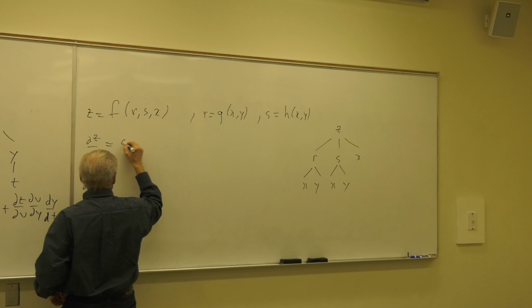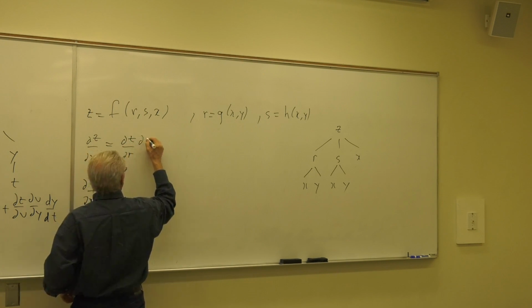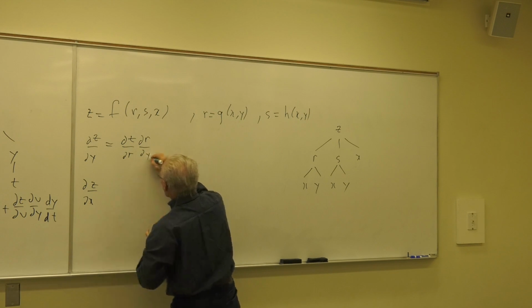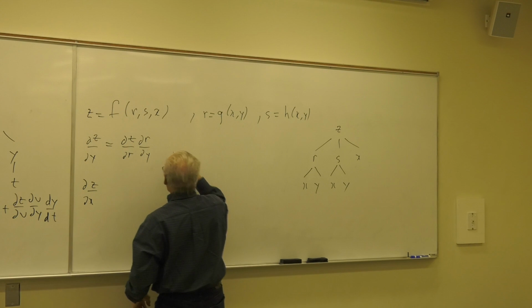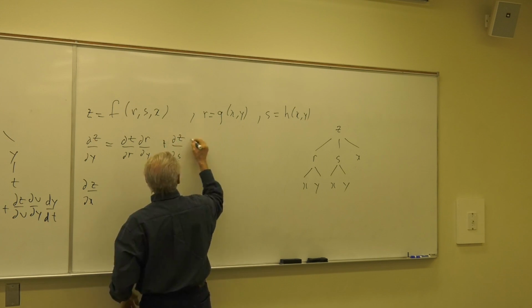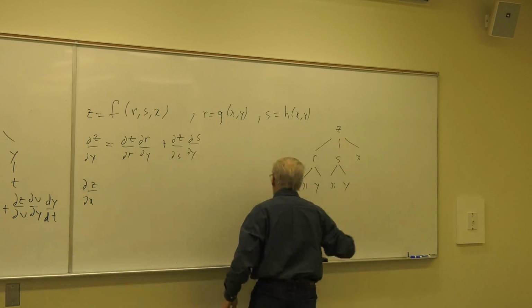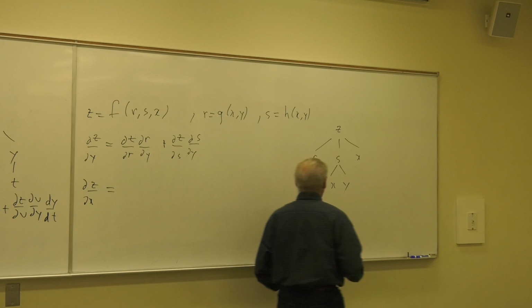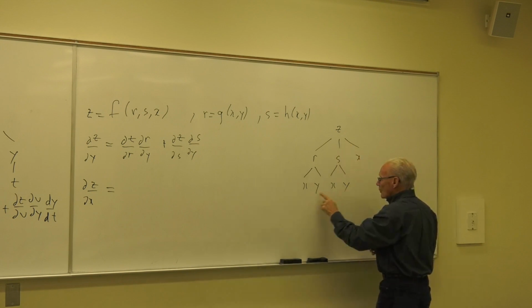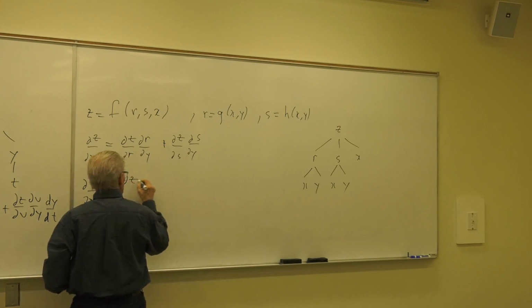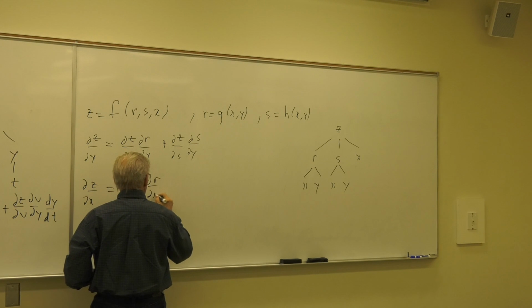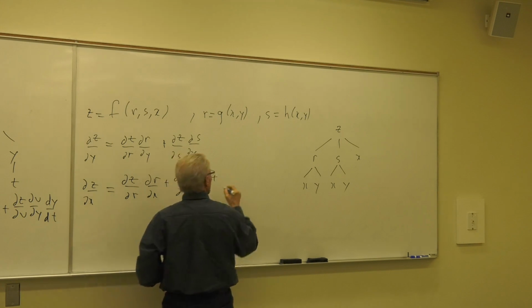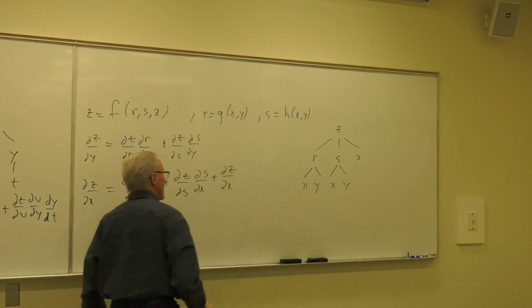So we would have ∂z/∂r, ∂r/∂y. I'm doing y. That would be that path there. Then we have added in black the other path, ∂z/∂s, ∂s/∂y for the second path. That one is straightforward. Now let's do ∂z/∂x. But now when you look, there are 3 paths from z down to x. So let's write those: ∂z/∂r, ∂r/∂x, ∂z/∂s, ∂s/∂x, and then ∂z/∂x. How does that look?